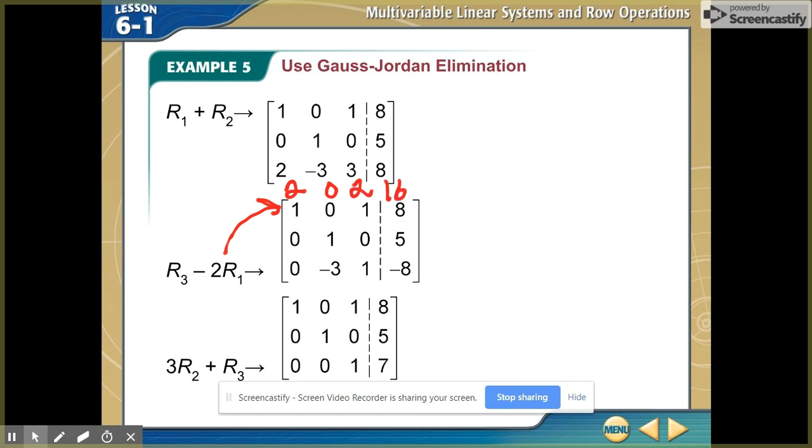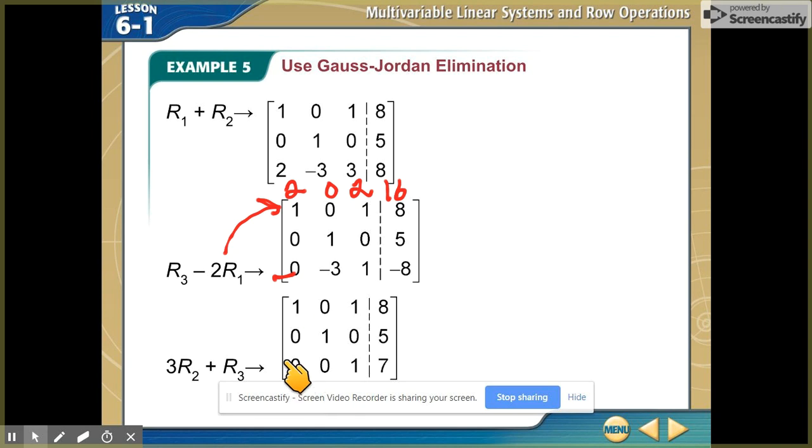And then if I do R3, which is this, and I subtract them. So if I subtract those values, 2 minus 2 is 0, 3 minus 0 is negative 3, 3 minus 2 is 1, 8 minus 16 is negative 8. So we can replace that row 3 with that equivalent expression. And so then we have, again, got zeros in this line here.